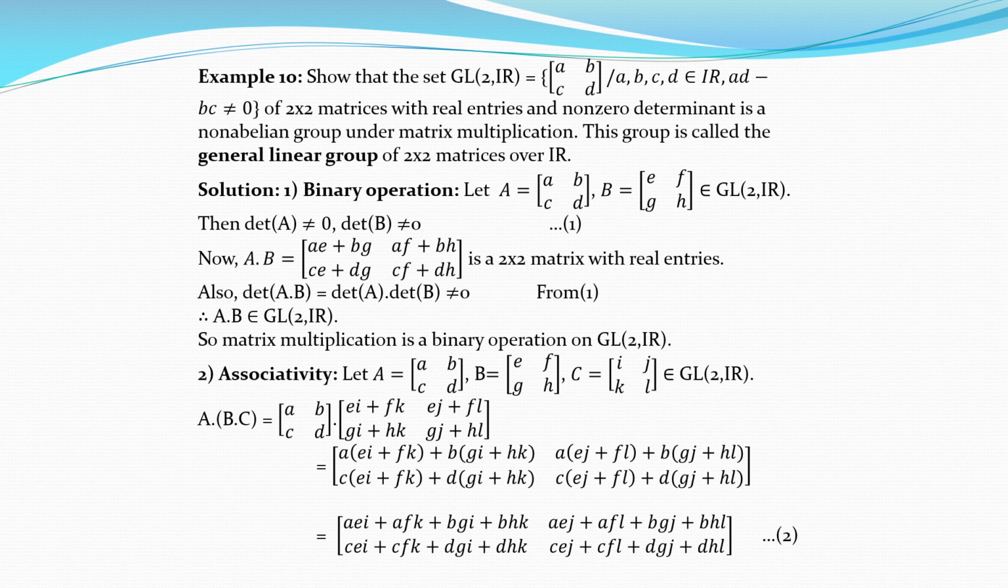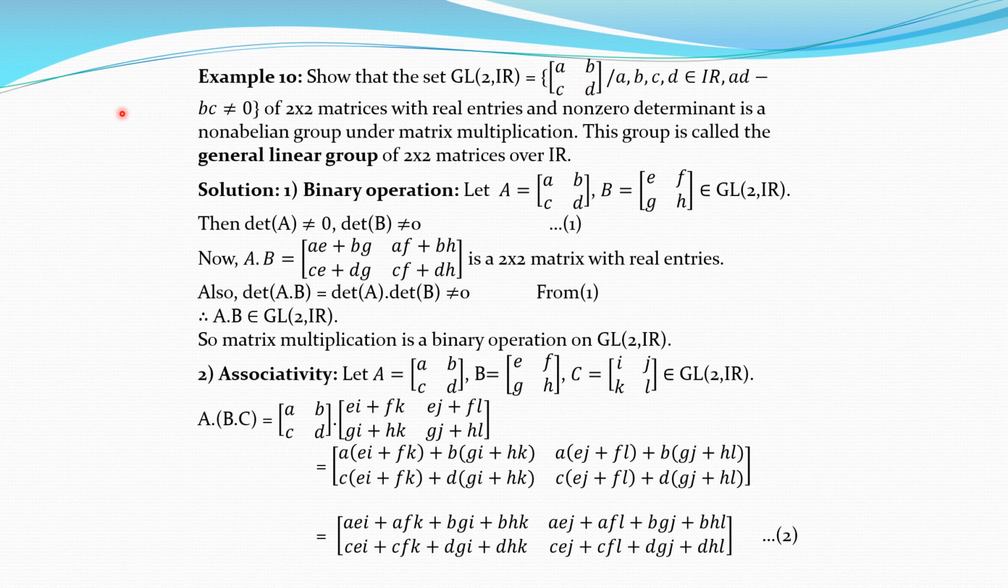Now, one more example about matrices. Here we are considering the set GL2R. It is the set of all 2 by 2 matrices with entries A, B, C, D, where A, B, C, D are real numbers and AD minus BC is not equal to 0. What is AD minus BC? AD minus BC is nothing but the determinant of this 2 by 2 matrix. So we are considering GL2R as the set of all 2 by 2 matrices with real entries whose determinant is not equal to 0.